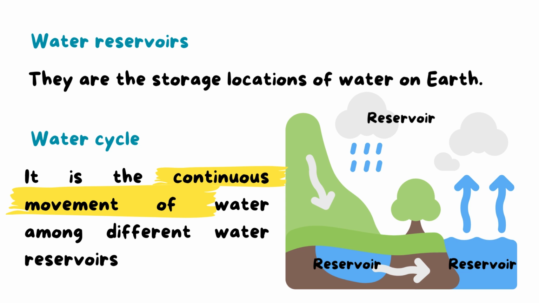As here, this is sea or ocean that evaporates, so this is the first reservoir, and the water vapor is collected in the clouds, and clouds are another water reservoir. And when it rains, it may be collected in underground water or something like that, so this is a reservoir. So here is the continuous movement of water among different water reservoirs. Okay, so this is the definition of the water cycle.